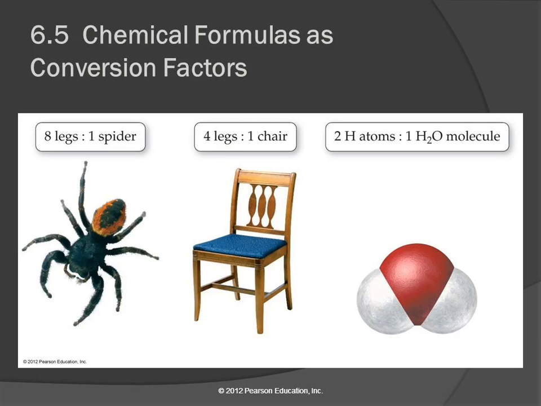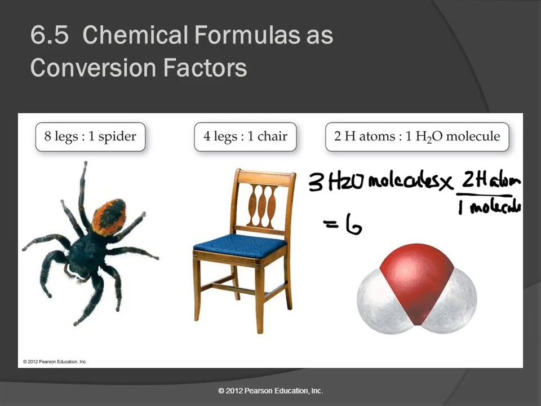So if we had 3 H2O molecules, see, there's that stupid word. There are 2 hydrogen atoms per 1 molecule. And so we would end up with 6 hydrogen atoms. Okay?